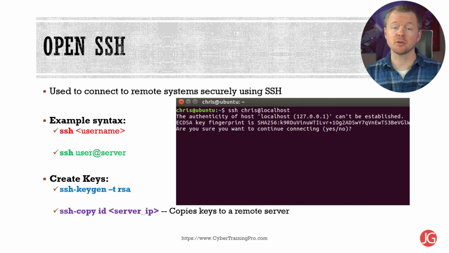OpenSSH is used to securely connect to remote systems using SSH. On the screen, I've included some common commands. So the first one, SSH, and then the server name, will just try to SSH into that server, and it will ask you for a username and password.